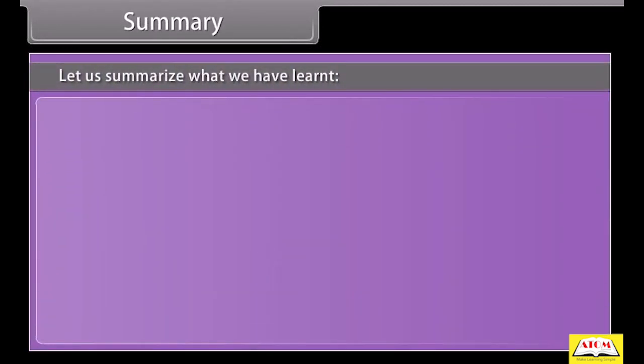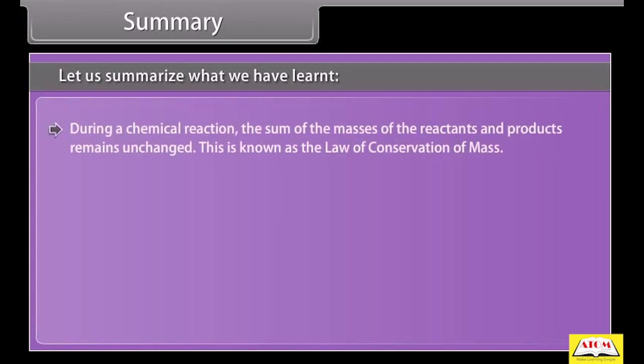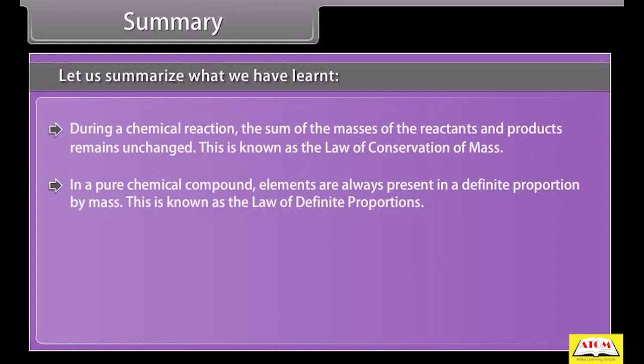Summary. Let us summarize what we have learned. During a chemical reaction, the sum of the masses of the reactants and products remains unchanged. This is known as the law of conservation of mass. In a pure chemical compound, elements are always present in a definite proportion by mass. This is known as the law of definite proportions.